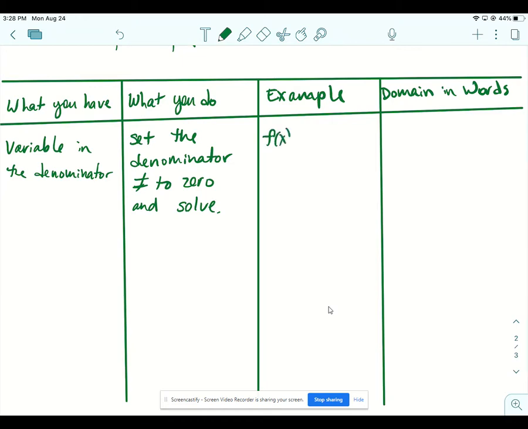All right, so let's look at an example. For our example, we have f of x equals 2x plus 5 over x minus 4. When you look at this, you see I have a variable in the denominator, so I have to restrict the domain. What I know is, for the domain, everything in that denominator cannot be 0. So that means that x cannot be 4. That's your domain.